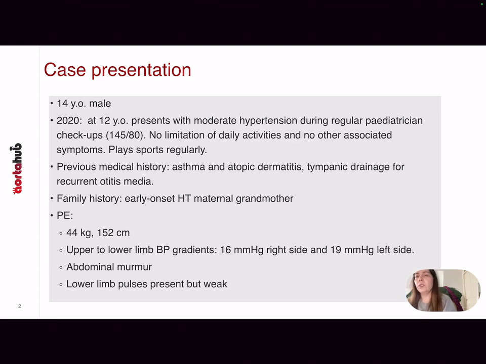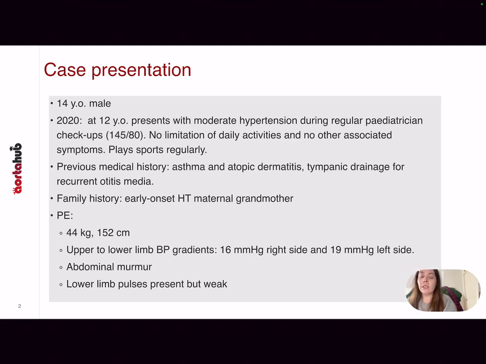The patient was a 14-year-old male that presented a few years prior with a moderate hypertension during a regular visit with his pediatrician. This was an incidental finding. He did not have any limitation of his daily activities, and in fact, he was quite active playing sports regularly. His previous medical history included asthma and atopic dermatitis, and he did have a family history of early onset hypertension on his maternal grandmother's side.